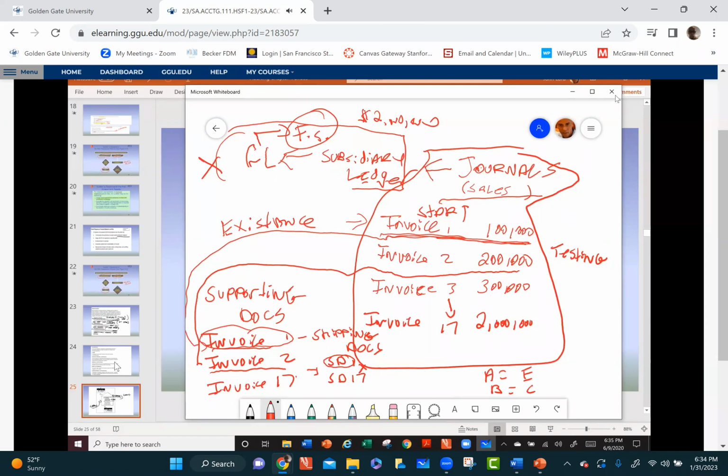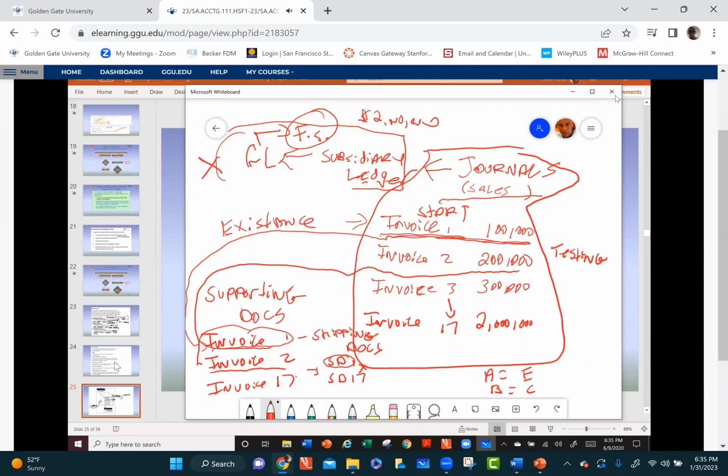Now what's happening? My professional skepticism buzzers are going off in my head at this point because maybe it was an accident. Maybe it was this Bob that did this, but maybe they're doing this intentionally to overstate the sales. So I don't just assume that it was an error. My professional skepticism requires me to consider that it could be fraud. Okay, but notice I found the misstatement in existence by what? Starting from the financial statement and trying to find the supporting documentation.